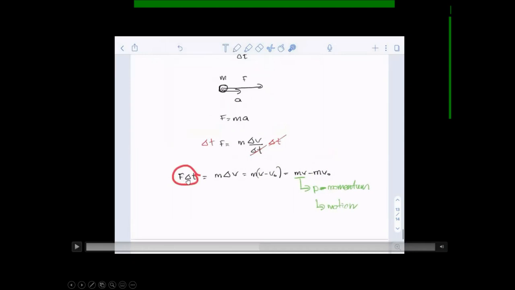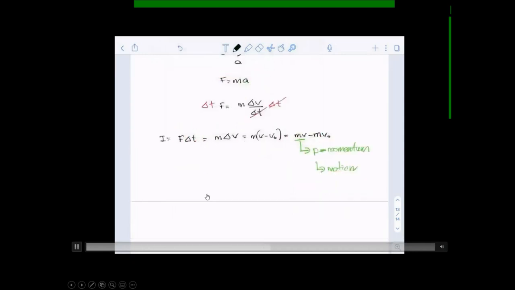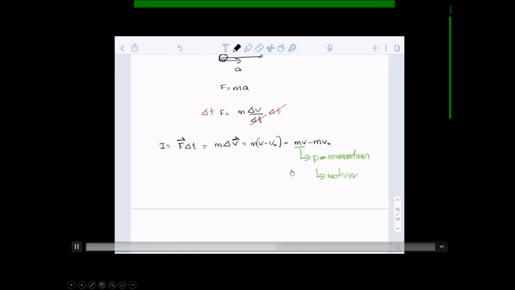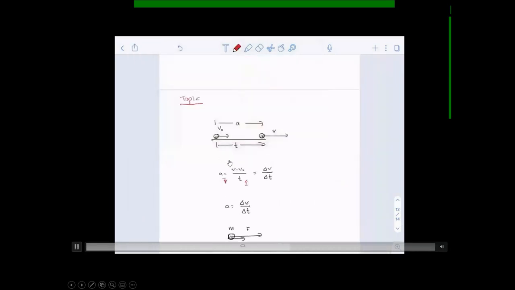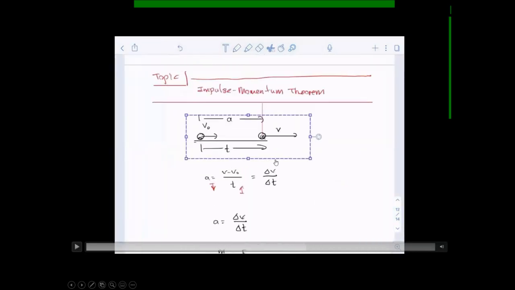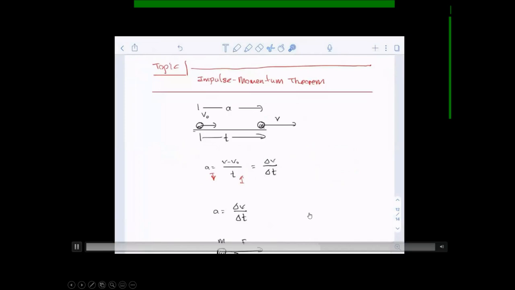So the force and its duration is known as impulse. This is known as the impulse-momentum theorem. So impulse is a combination of force and the duration of that force. And what happens during impulse is the momentum changes in time. That's it. So that's the impulse-momentum theorem, one of the concepts that you will be tested on.